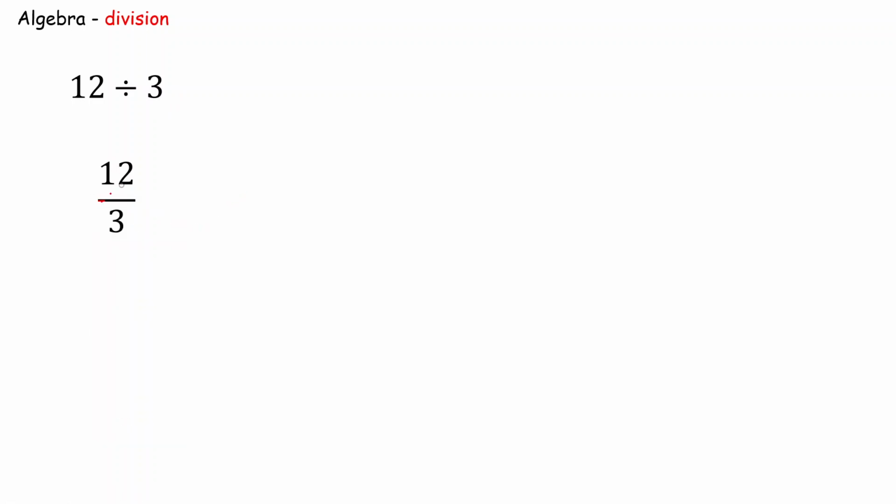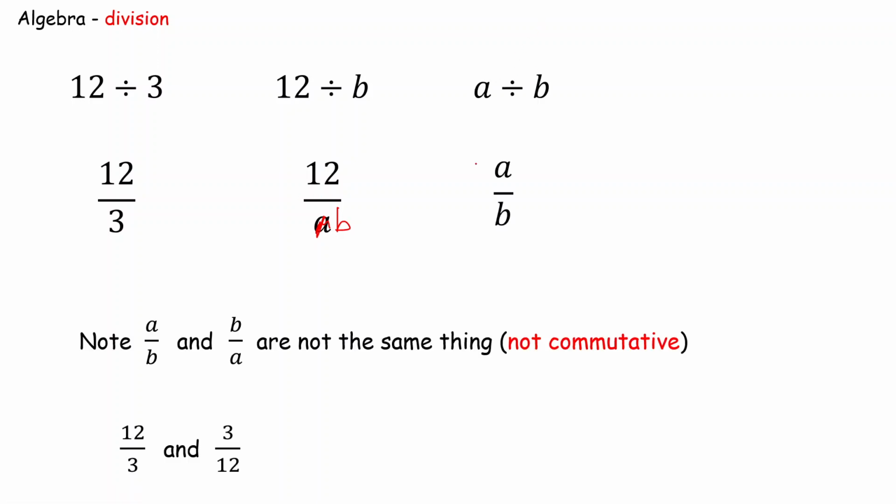This means 12 divided by 3. It means the same thing as this above here. It's just a better way of writing it in algebra, because now, if I gave you this, 12 divided by b, we can write this as 12 over, not a, it should be b. They mean exactly the same thing. 12 divided by b. So if I gave you this, a divided by b, we can write this as a over b.